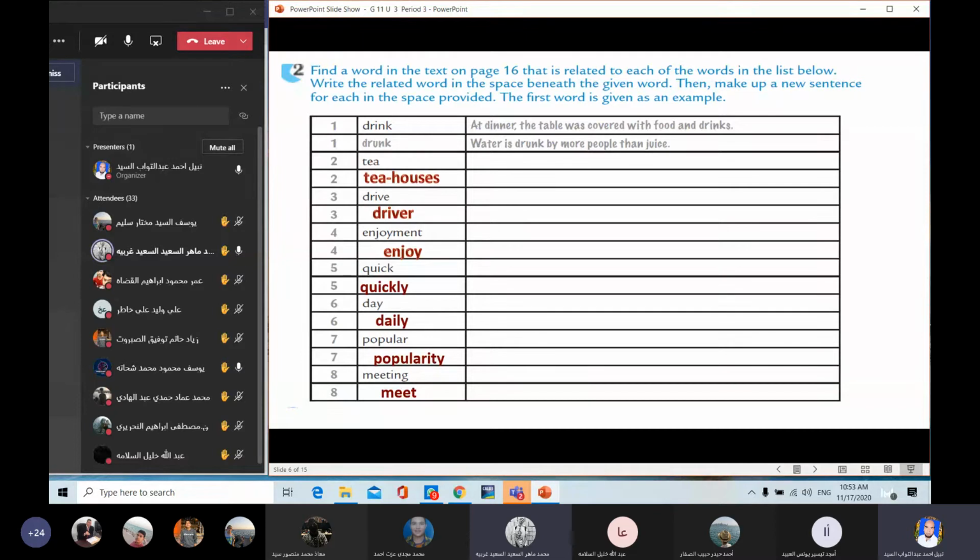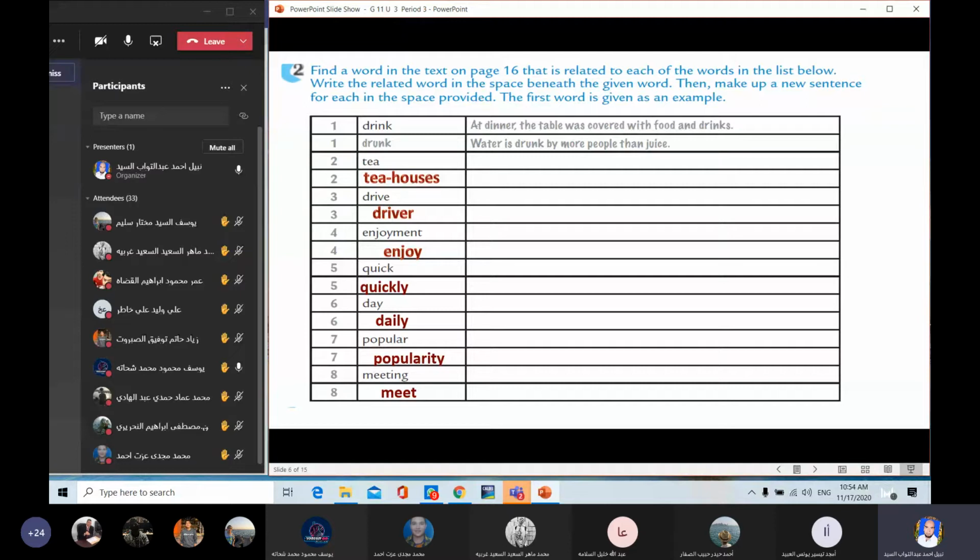90% of tea is grown in Asia. Thank you, very good. I like drinking tea in the afternoon. Good. Okay, thank you. Yusuf Muhammad Shahata. Tea houses. People go to tea houses every weekend. Yes, every weekend to drink tea.